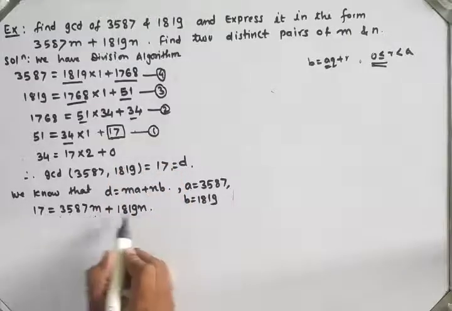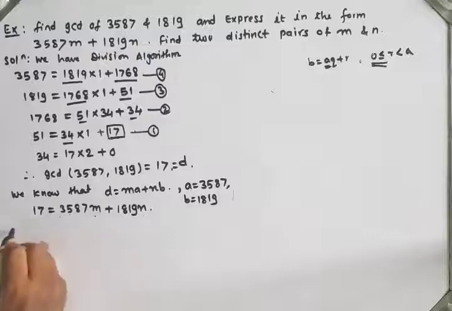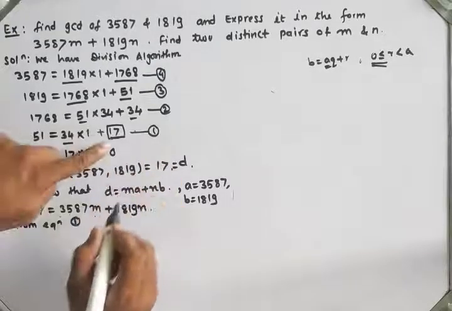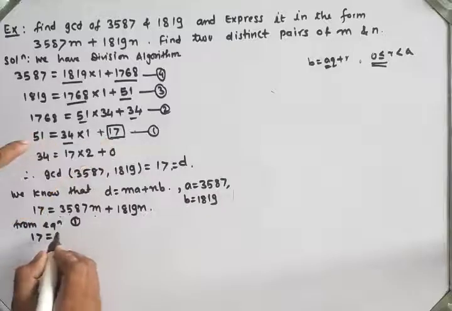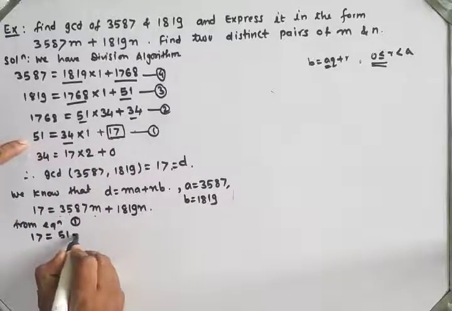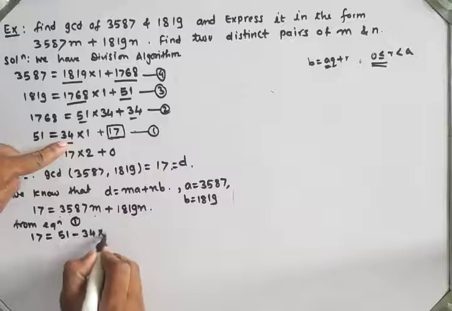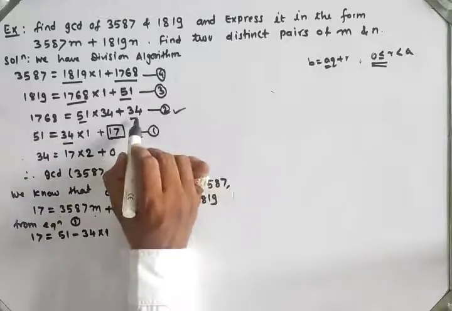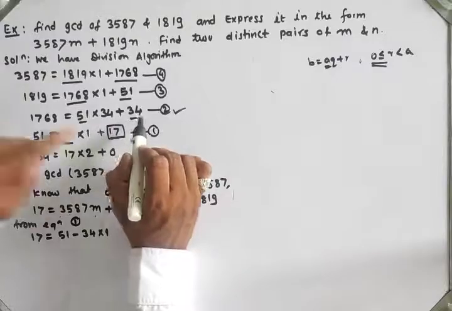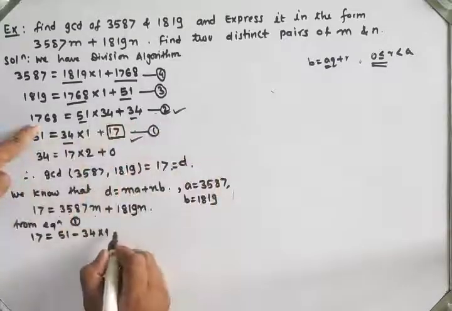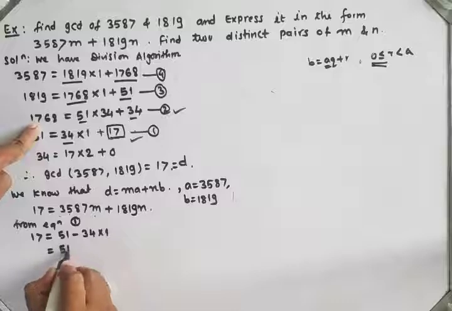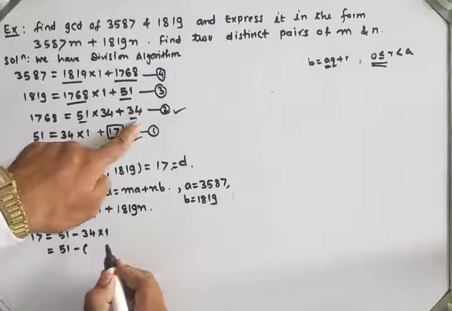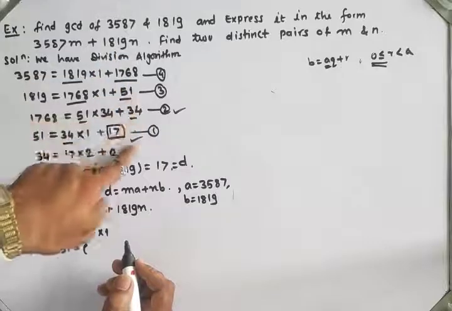Then we will get values of m and n. So from equation 1, we get 17 is equal to 51 minus 34 into 1. So I have used this equation. Now use this equation, meaning using the value of 34. So the value of 34 is, so 51 minus the value of 34, using remainder values only.